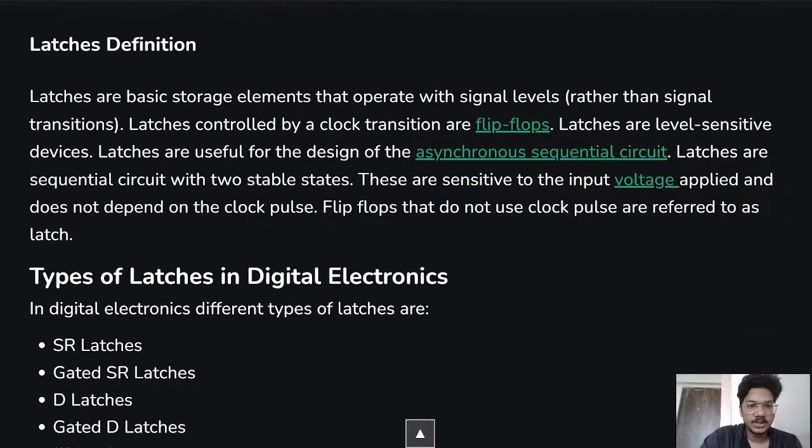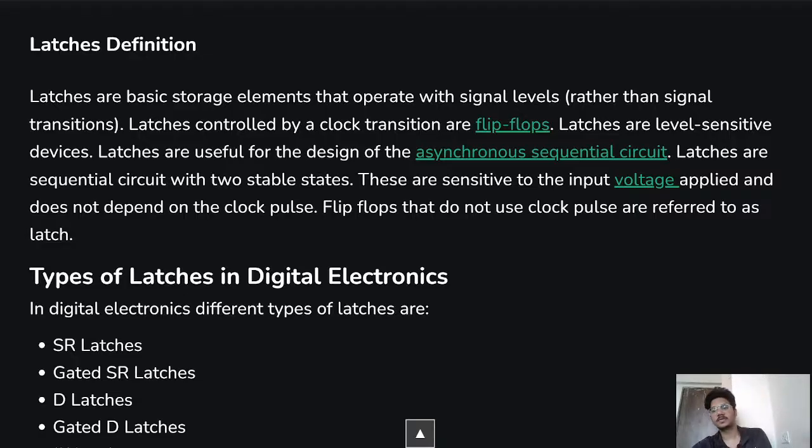Latches are the basic storage elements that operate with the signal level, rather than signal transition. Latches are controlled by the clock signal transition, as in a flip-flop. Latches are level-sensitive devices and are useful for asynchronous sequential circuits. Latches are sequential circuits with two stable states.